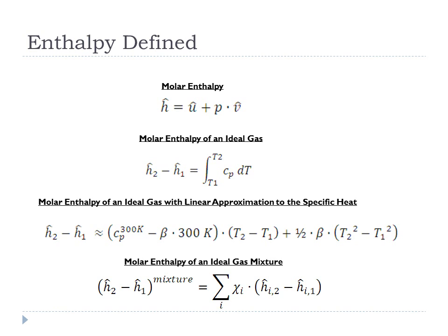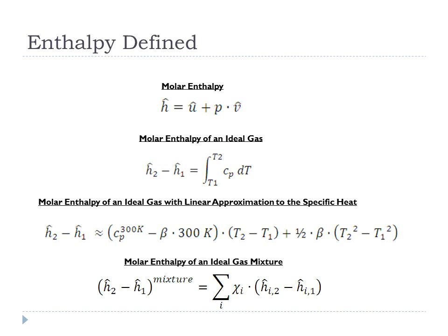The first thing I want to point out is that if you have an ideal gas, then the molar enthalpy is not a function of pressure. It's only a function of temperature. So the change from temperature 1 to temperature 2, the enthalpy at temperature 2 minus the enthalpy at temperature 1, is equal to the integral from T1 to T2 of the specific heat at constant pressure, C sub P, times dT.